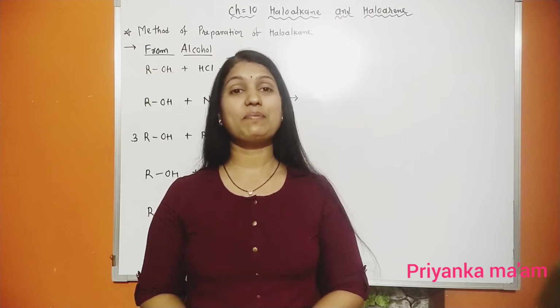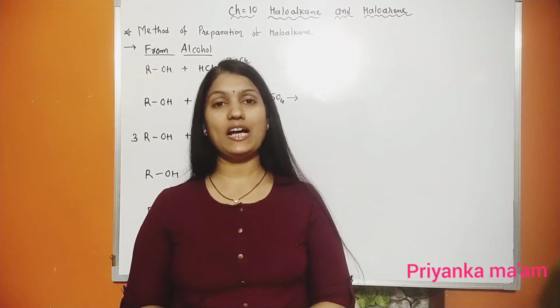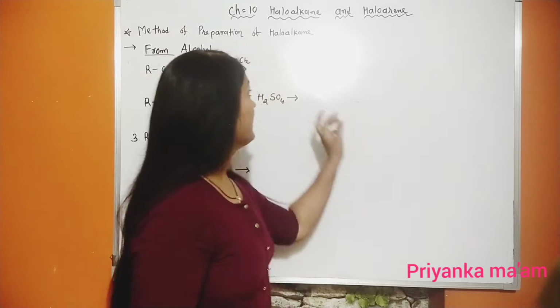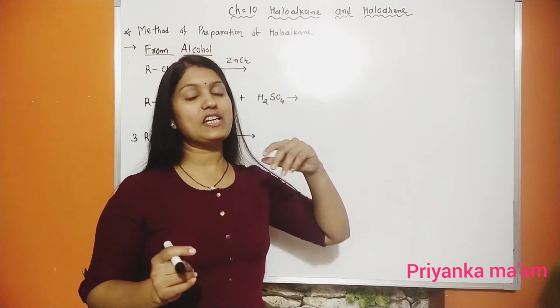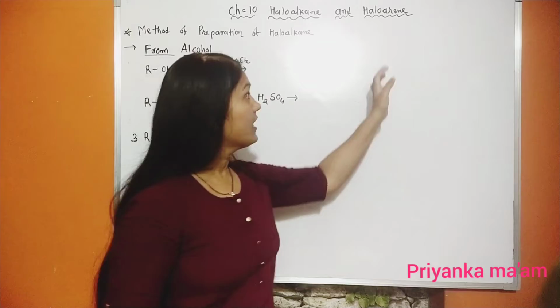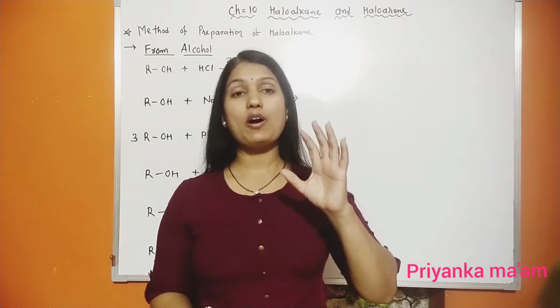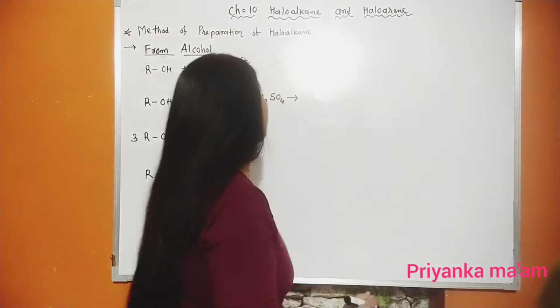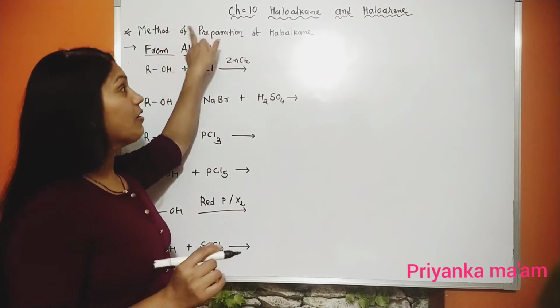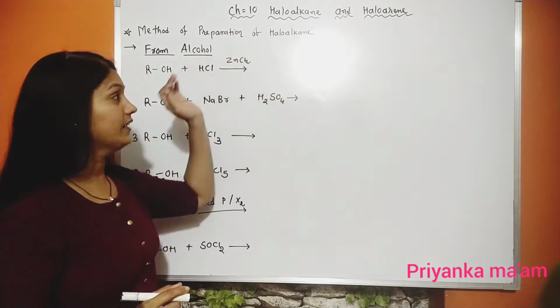Today we are learning chapter number 10. Its name is haloalkane and haloarene. Haloalkane means an alkane chain attached with halogen. Haloarene is an aryl compound attached with halogen. Our topic is method of preparation of haloalkane.